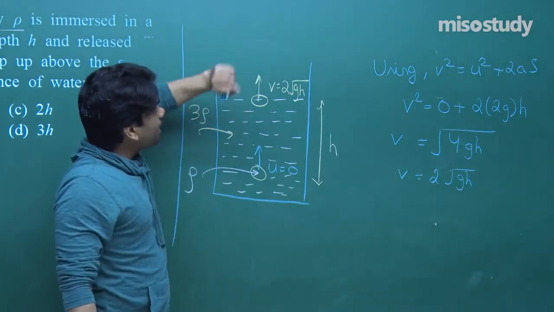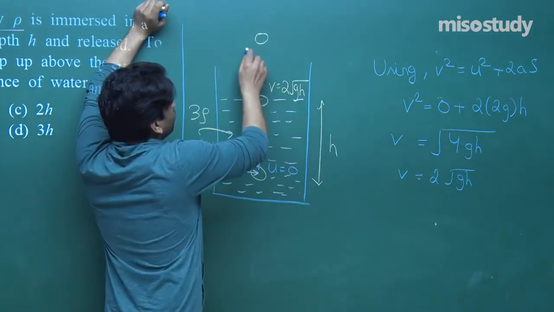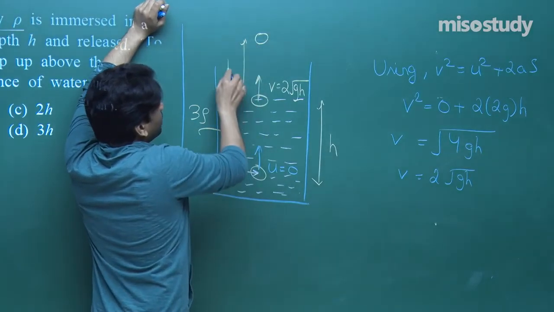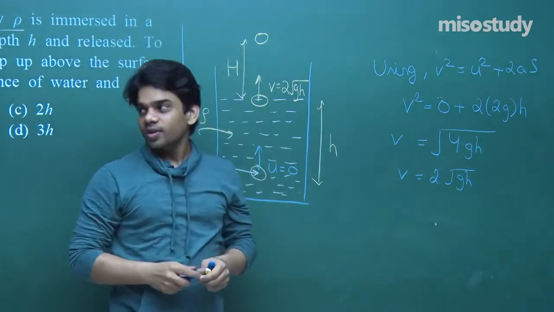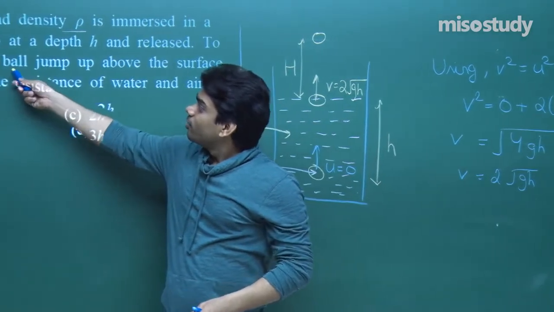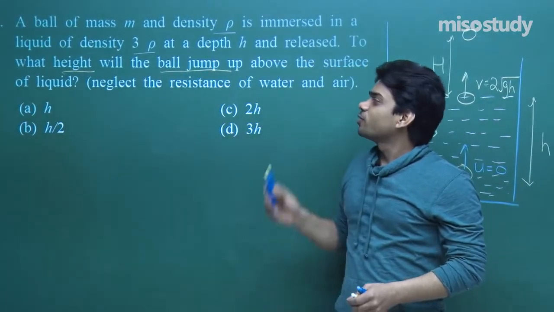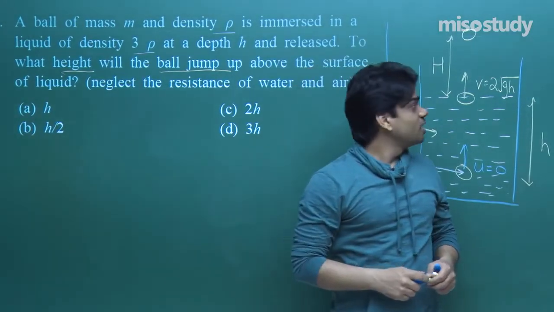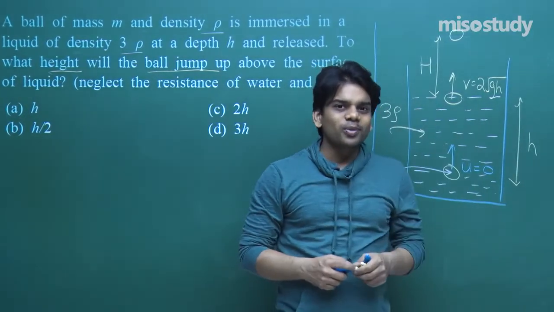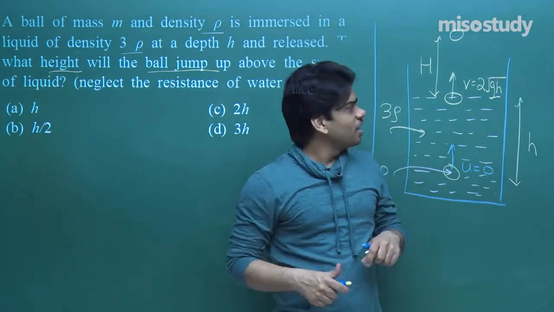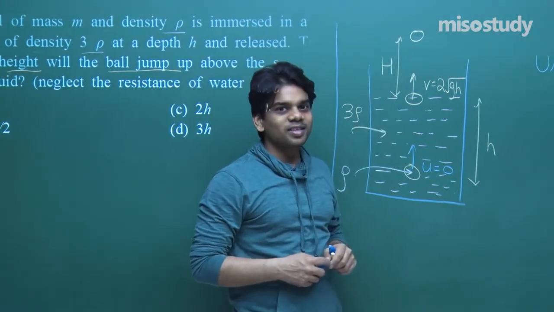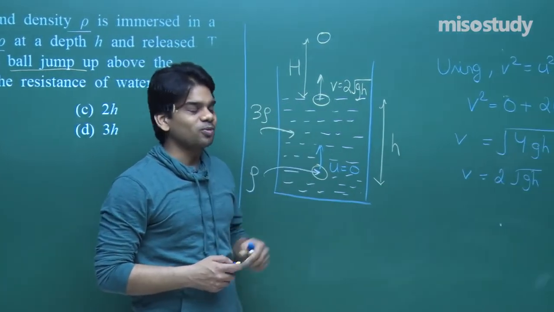The maximum height that it reaches above the surface, we need to find out. Let's say this is capital H. This is what is required: what height will the ball jump up above the surface of the liquid? The initial velocity is given as this. Now I believe you can use the formula. As it moves up, the deceleration will be acting in the downward direction, and that will be g.